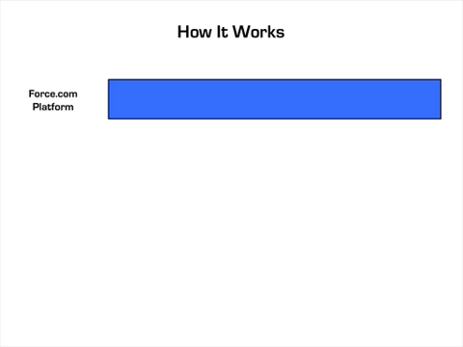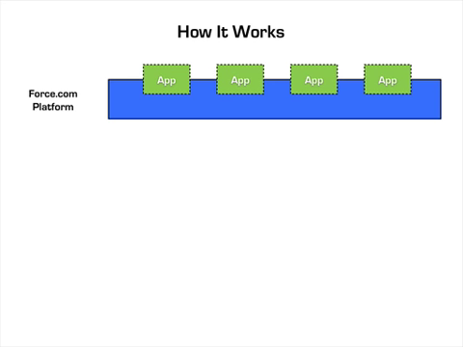Here's a simplified illustration of how this all works. First, we have the Force.com platform. Apps get developed and deployed onto it in a standard structure. In a multi-tenant environment, each app is not running on its own box. In fact, it's not even running on its own virtual machine. It's running on a single infrastructure that all apps share.